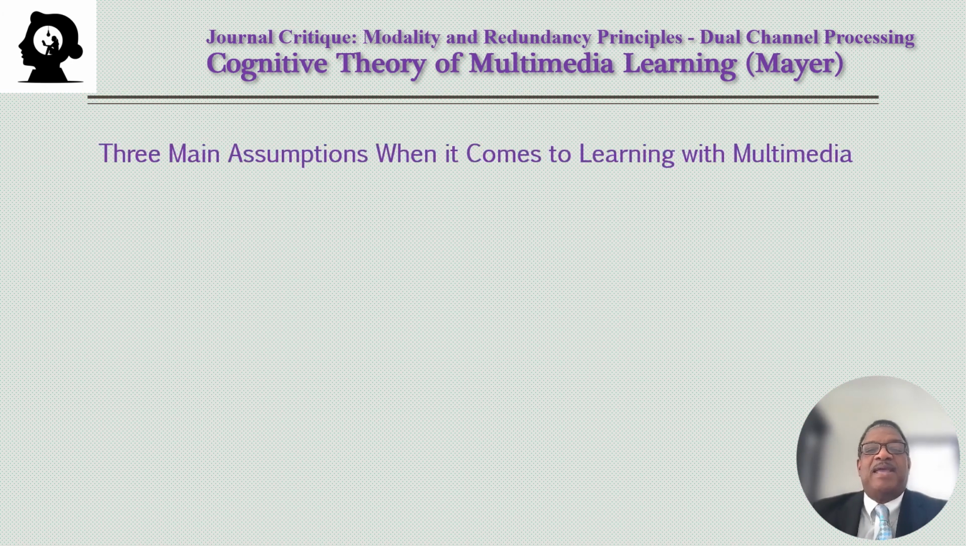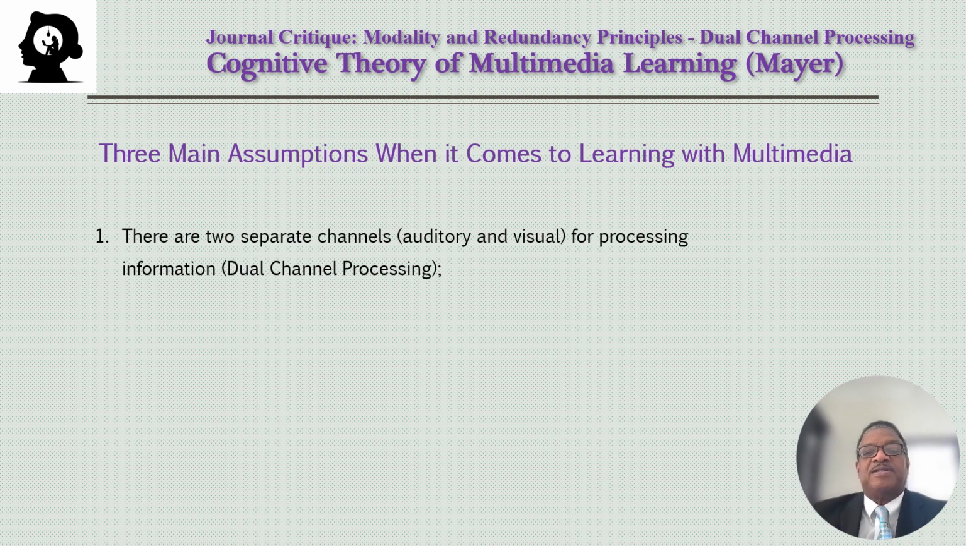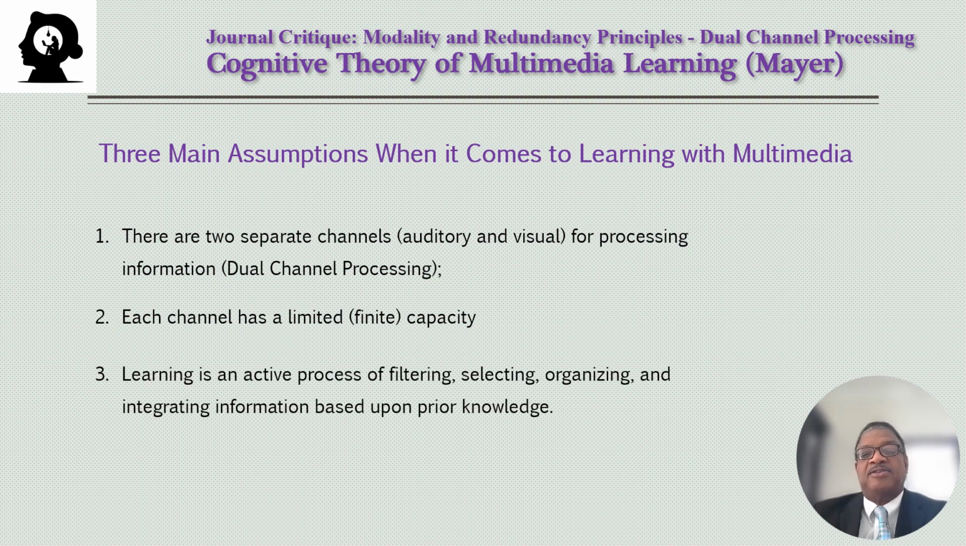So there are three main assumptions when it comes to learning with multimedia. One, there are two separate channels, auditory and visual, for processing information, and it's sometimes called dual channel processing. Two, each channel has a limited, finite capacity. And three, learning is an active process of filtering, selecting, organizing, and integrating information based upon prior knowledge. So let's get a little more deep into that.